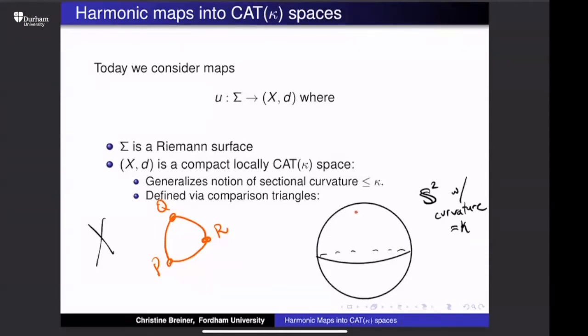And then we take another triangle here, a comparison triangle, P prime, Q prime, R prime. It's another geodesic triangle with the same side lengths. And then you just do a comparison. So here's some curve of length L, and you've gone some distance along PR. So you go a comparable distance here, and you look at this one, L prime, and L should be less than or equal to L prime. So people often say triangles in CAT(kappa) spaces are thinner than triangles in the model space, the sphere with sectional curvature kappa.